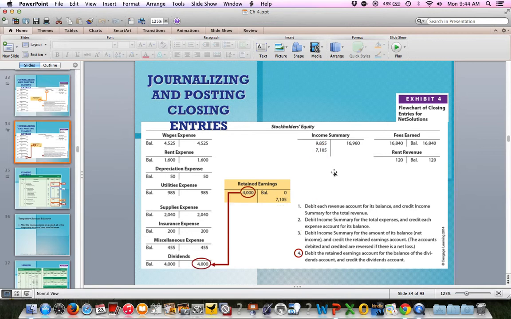Then finally we close the dividend account. It has a normal debit balance. I give it a credit. I debit retained earnings, and now I've closed that out and I'm ready. So my retained earnings now includes a credit for net income, which makes it go up, that's what I want, and it includes a debit for dividends, which reduces retained earnings, which is what I want.